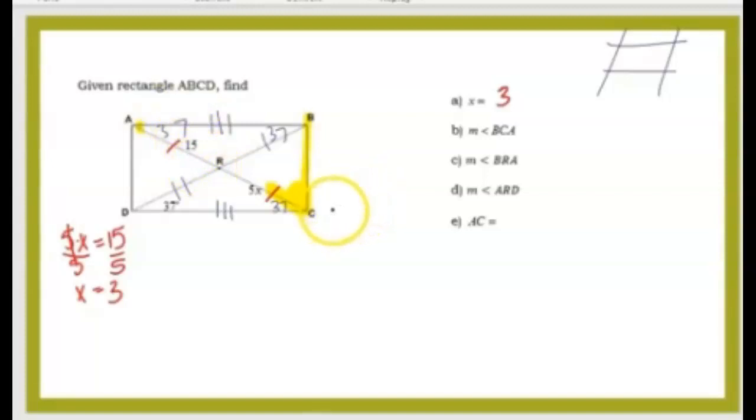We're kind of working our way through the picture. The other thing we know about these angles here is that they add up to 90 degrees, right? We know that the angle here is 90. So if this part's 37, then that means this part is going to be 90 minus 37, which is 53. So BCA is 53 degrees.